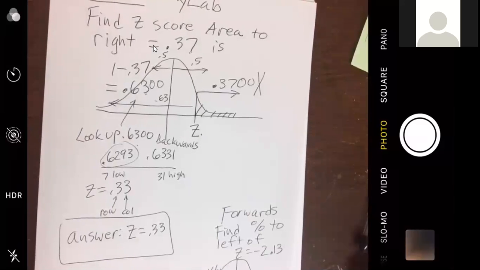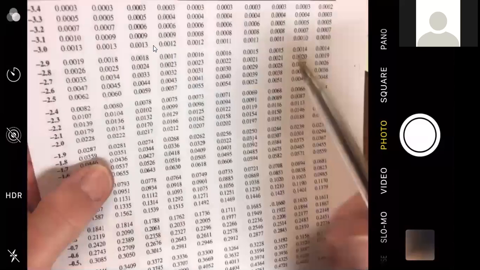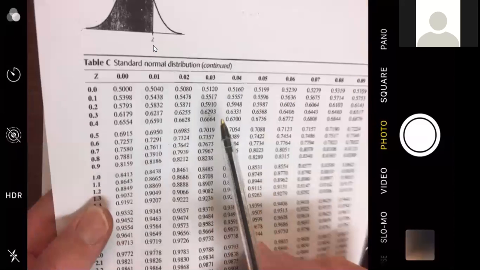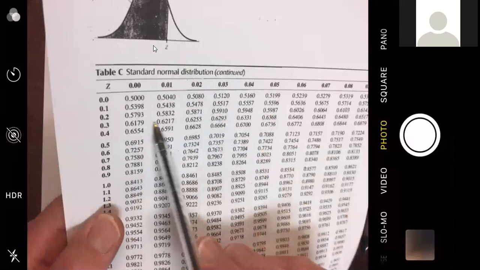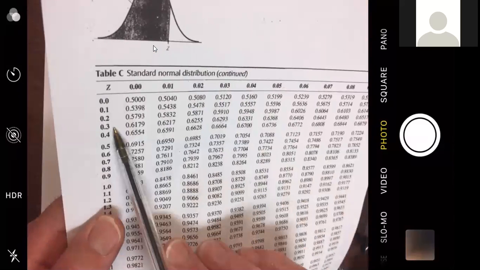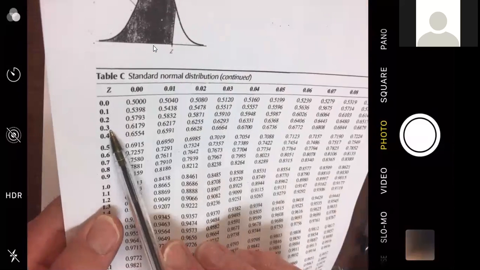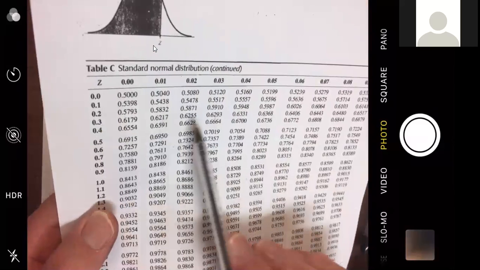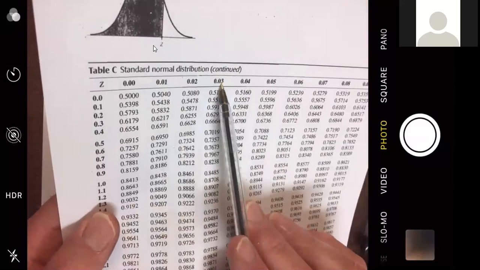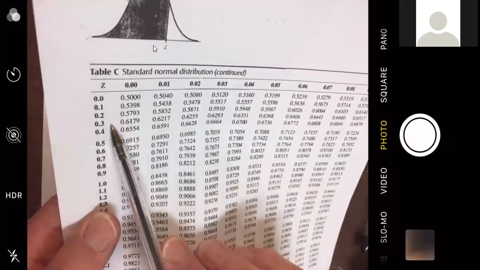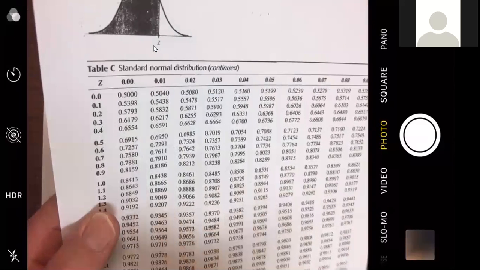If I may ask, where is the 0.33 coming from? You see the 0.6293, right? Look across. That's the first part of it, 0.3. But then you've got to merge this hundredths place onto that. I got it now. Okay, thank you.